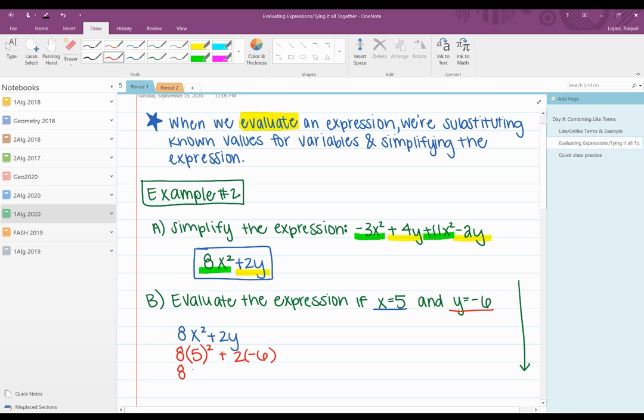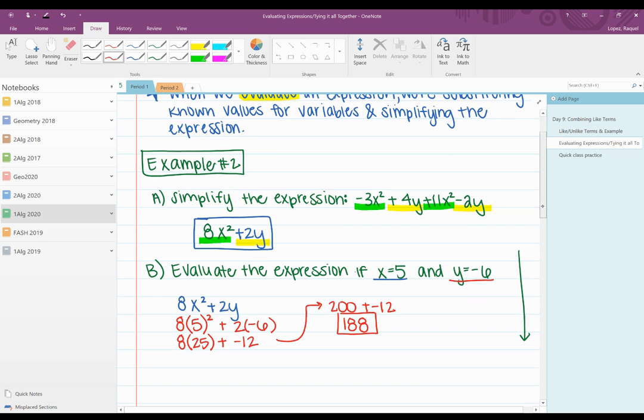So this turns into 8 times 5 squared, which is 25, plus 2 times negative 6, that's negative 12. Following order of operations, I want to do the multiplication first. So 8 times 25 is 200, and I'm going to bring back that negative 12. So 200 minus 12 is going to give us 188. And that's our answer. Okay, let's try another one.